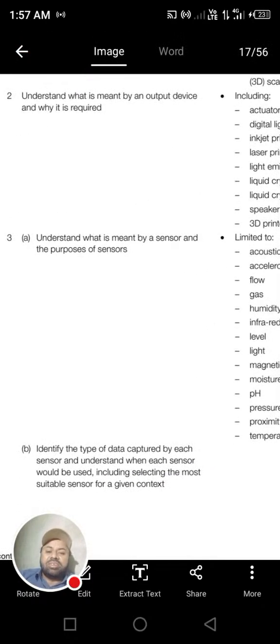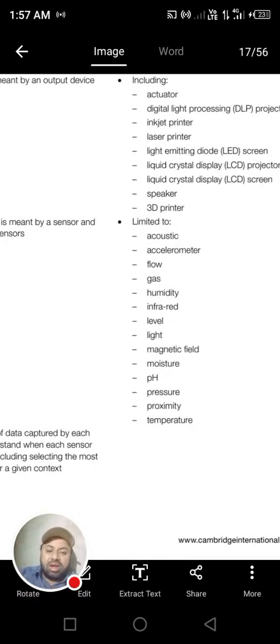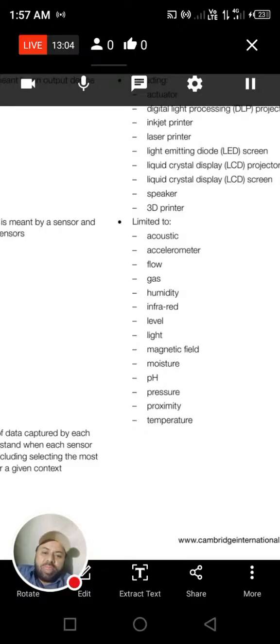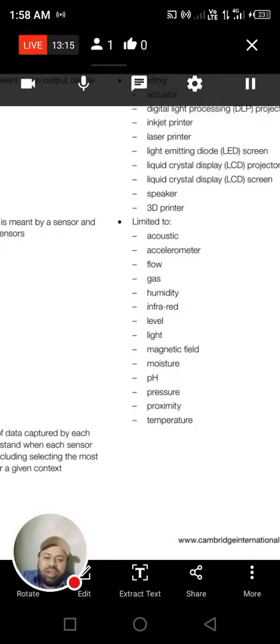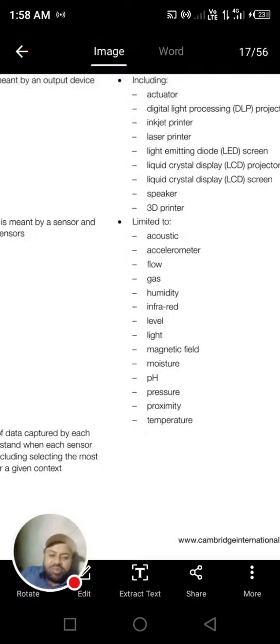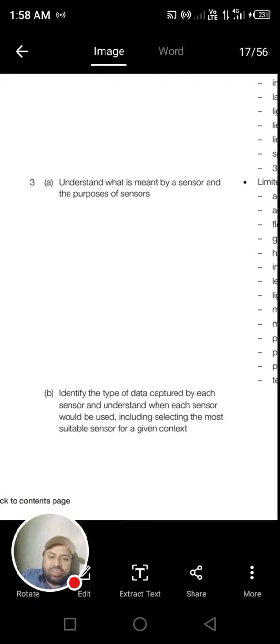Understand what is meant by a sensor and the purpose of a sensor. What are sensors and how do they work? There are different sensors for different purposes: acoustic for sound, accelerometer for speed, flow, gas, humidity, infrared, level, light, magnetic field, moisture, pH level, pressure, proximity, temperature. All these sensors are used for different purposes according to their work, as the name already suggests.